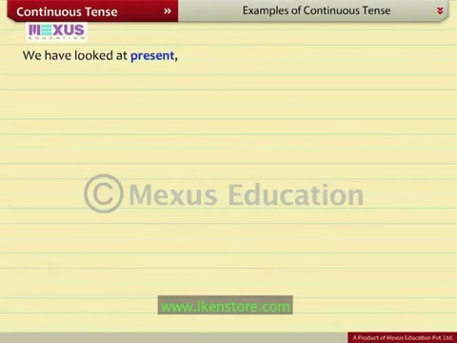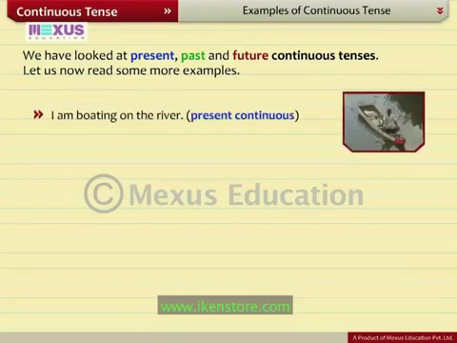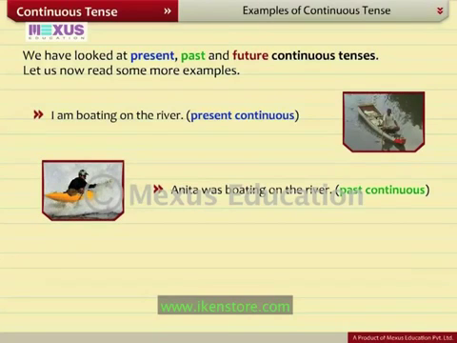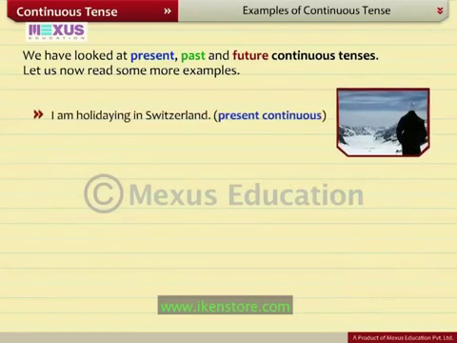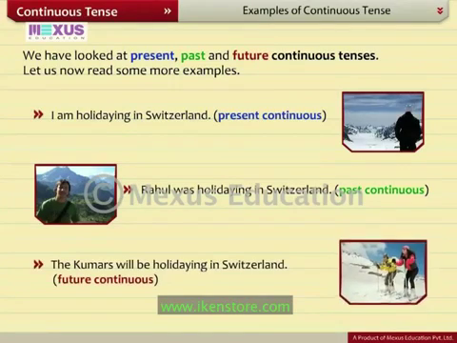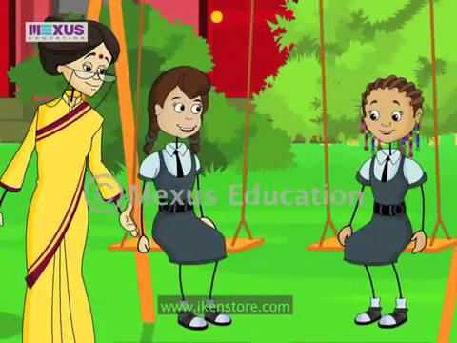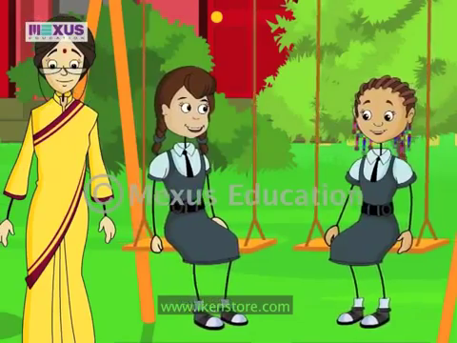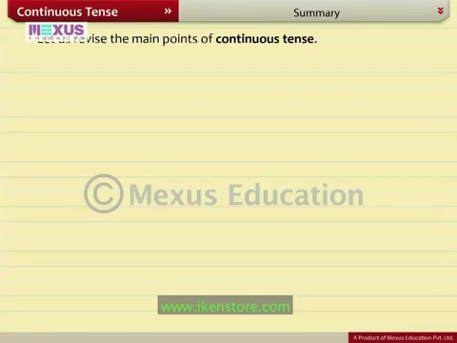We have looked at present, past, and future continuous tenses. Let us now read some more examples. The English teacher has explained the continuous tense to Shireen and Zwinky. Let us revise the main points with them before their teacher leaves.